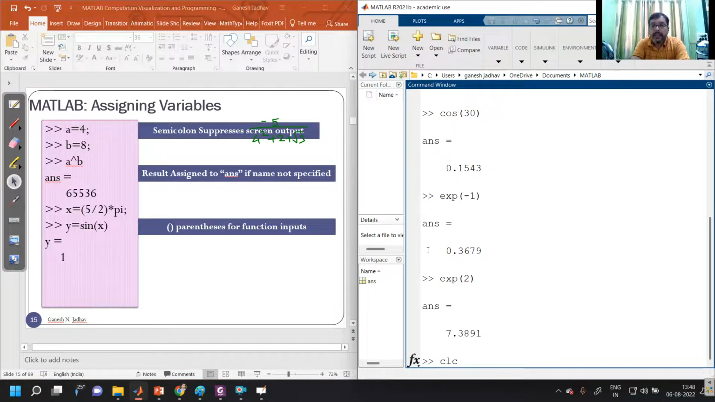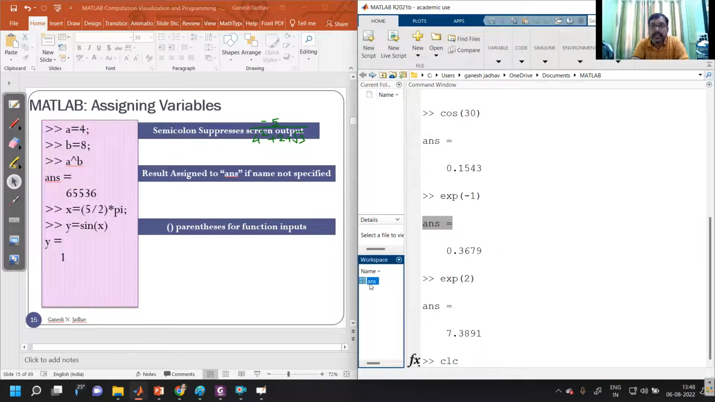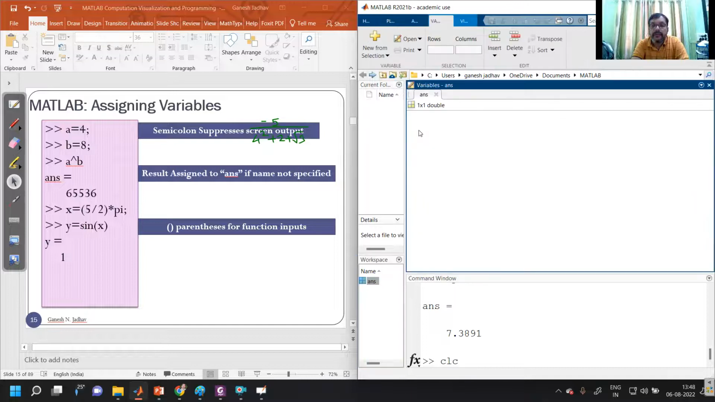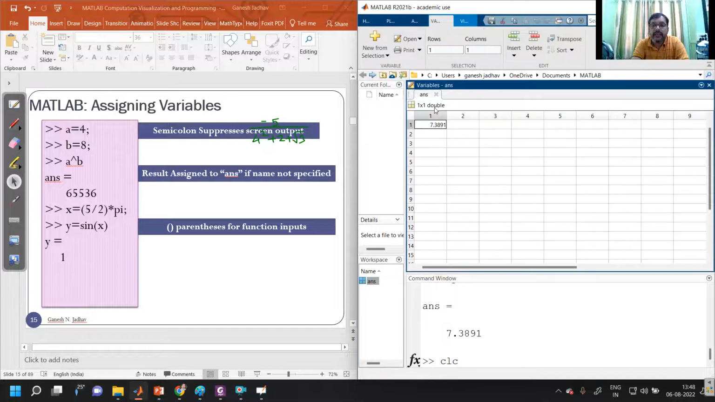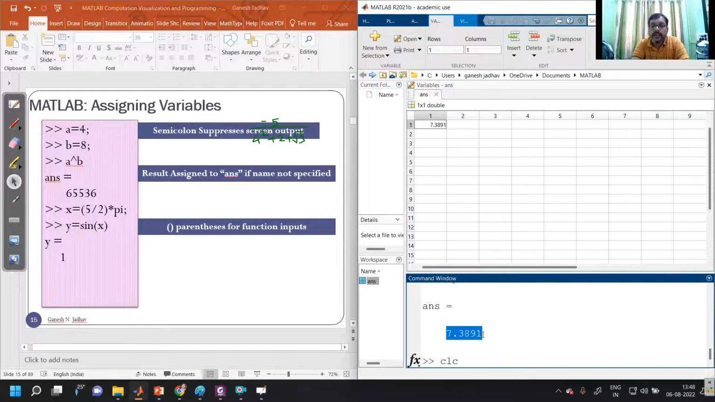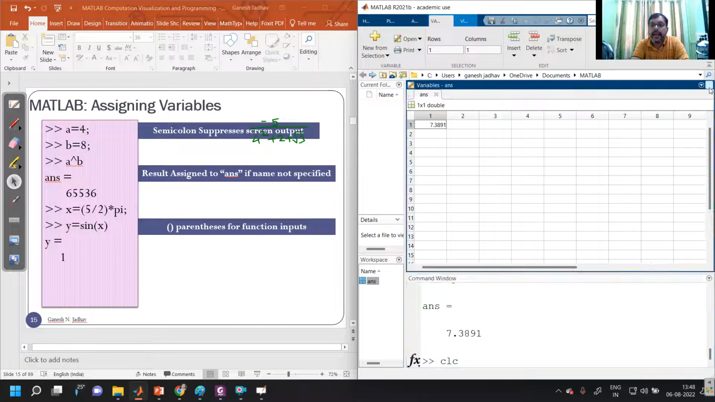CLC. See, all these answers are stored with the variable ANS. So you can see in the workspace here, all variables are with the name ANS. ANS is having a 1 by 1 double value. The latest value of the answer is stored here. So by default, your answer will be in the format of ANS.